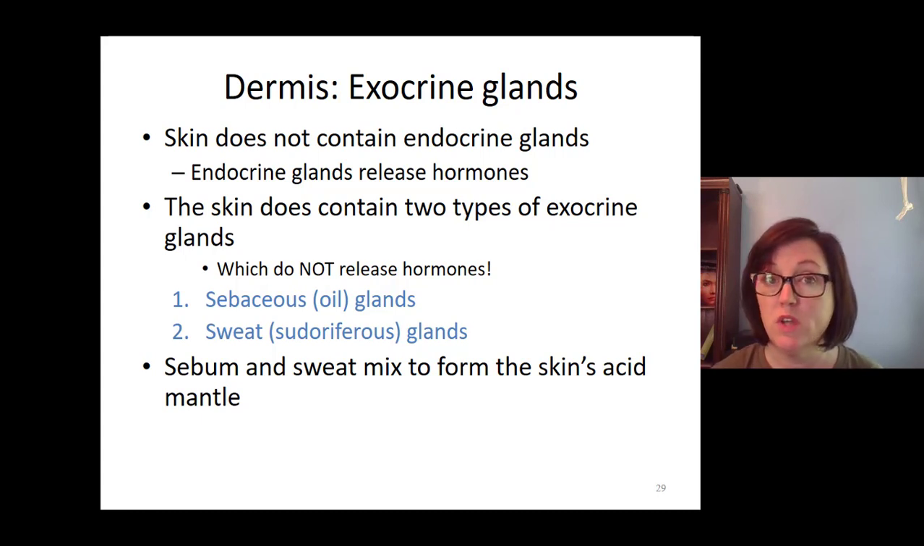The skin contains two types of exocrine glands. Sebaceous glands, which produce an oily substance, and then different types of sweat glands, which, as the name suggests, produce sweat. Don't forget that the sebum produced by the sebaceous glands and the sweat produced by the sweat glands mixes on the surface of the skin, forming that skin's acid mantle, which also helps to protect the skin.